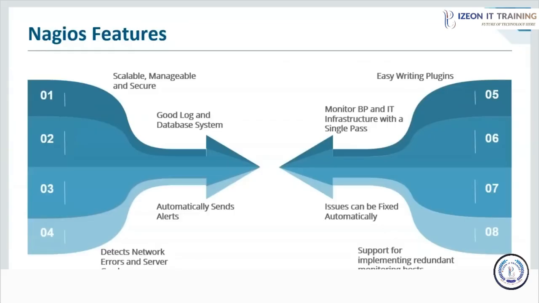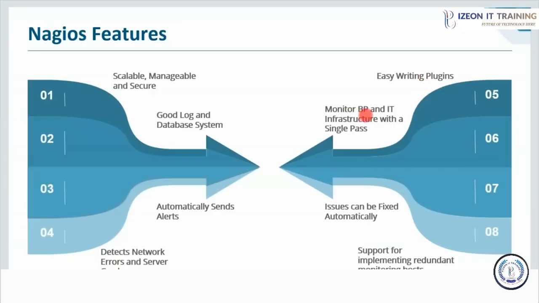Now, let us see various features of Nagios. Let me just take you through all these features one by one. It's pretty scalable and secure and manageable as well. It has a good log and database system. It automatically sends alerts, which we just saw. It detects network errors and server crashes. It has easy writing plugins.